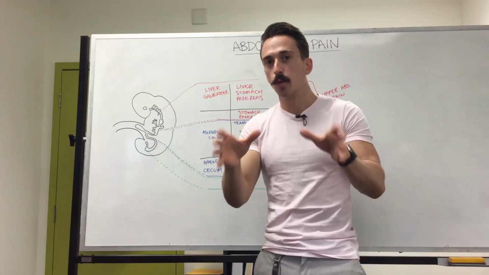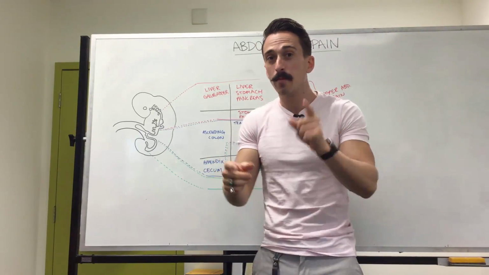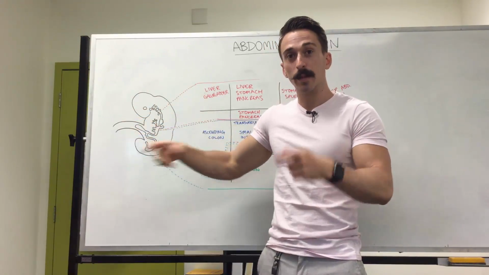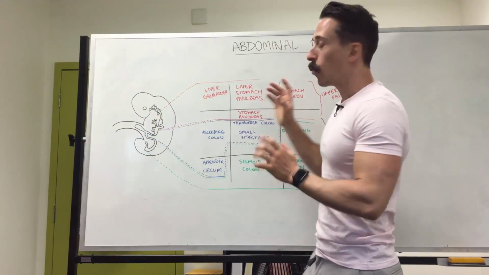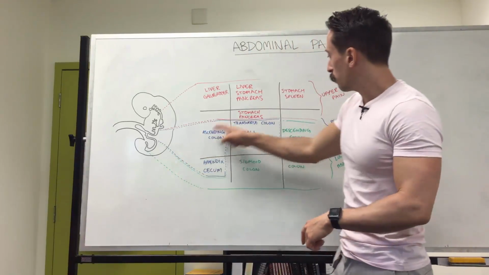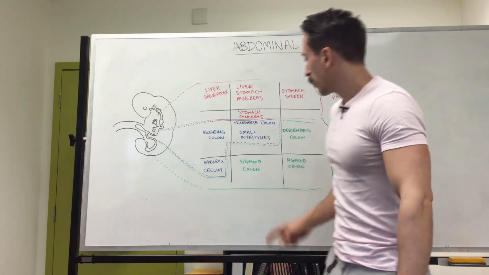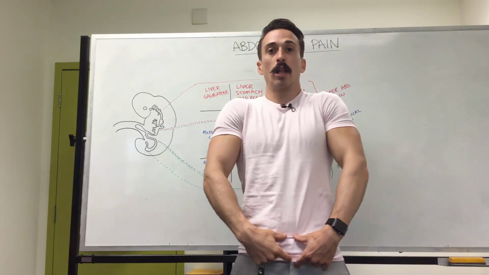The reason why this is important with pain is because the way that these structures manifest their pain depends on their embryological development. For example, those in red will manifest their pain as though it's coming from the upper abdomen. Those in blue are manifesting their pain as though it comes from the umbilical region, and those in green manifest their pain as though it's the lower abdomen.